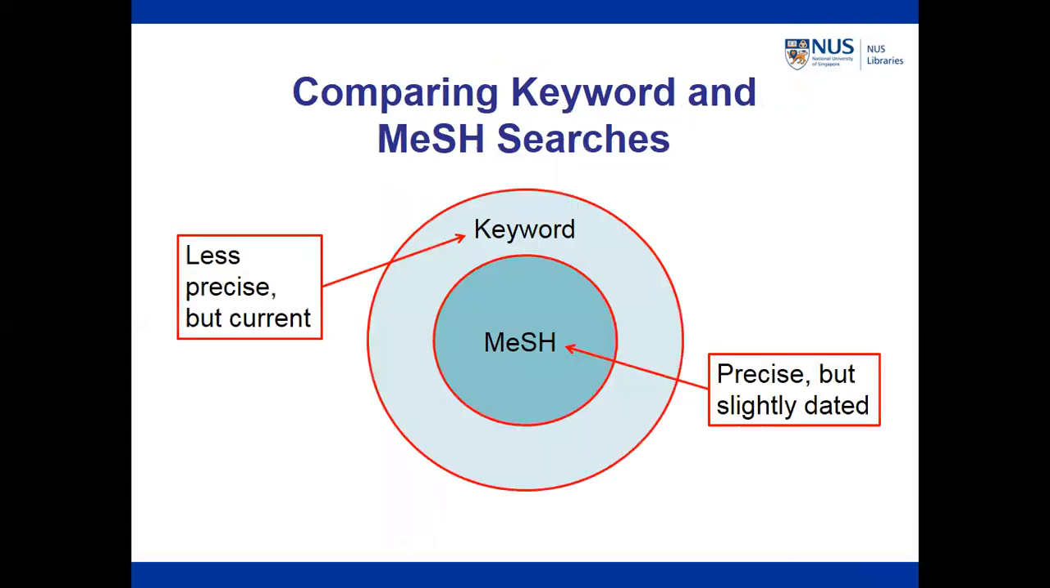assigned. This diagram shows that by using MeSH terms only, you will have precise but fewer results. Therefore, we need keywords to find more and current articles. MeSH terms can be used as one of the techniques to find more keywords.